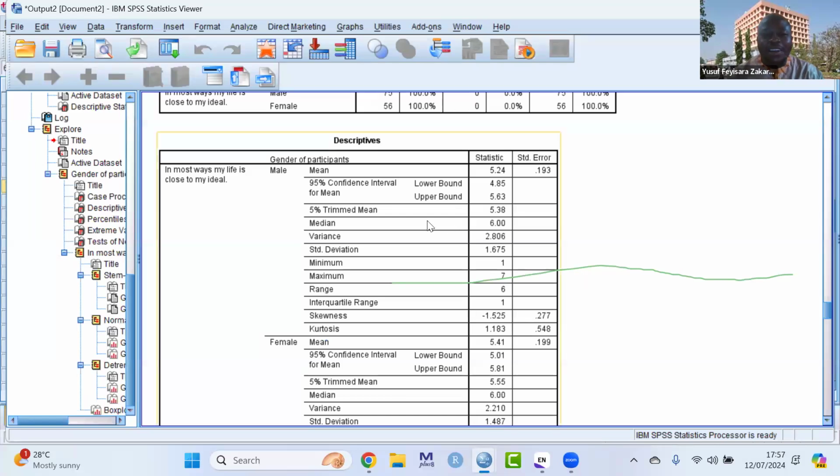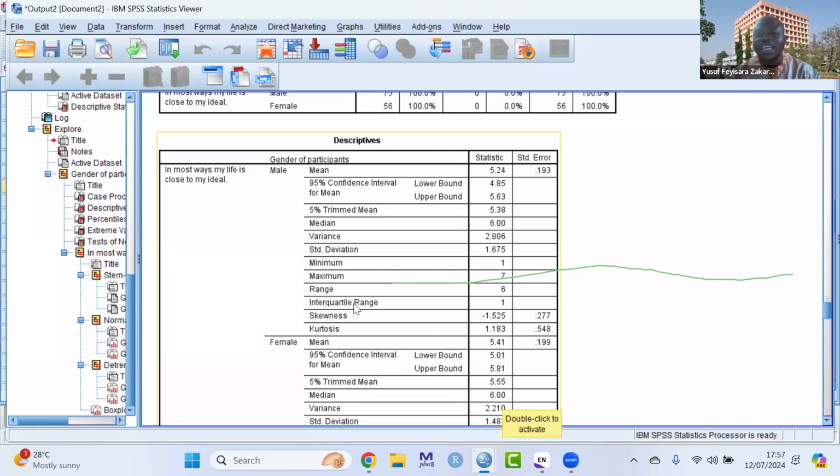So for male, the mean is 5.24. But for female, they have a slightly higher mean, 5.41. The median for male is 6. The median for female too is 6. Okay? The range for male is 6. The range for female is 6.